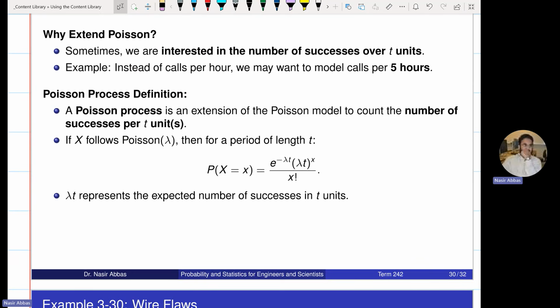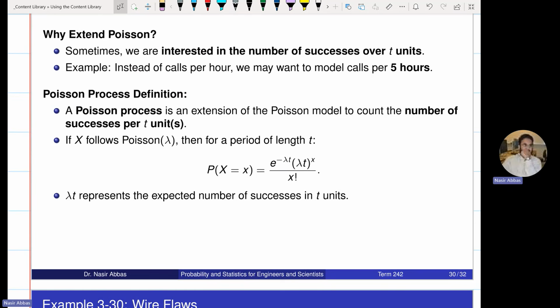If you are interested in 1 unit, it was simply e to the power minus lambda, lambda to the power x over x factorial. If you are interested in t units, the mass function will become e to the power minus lambda t. For example, if I'm interested in number of calls per 2 hours, but the average is given per hour. What was the average given to me? 3. So what will be the average per 2 hours? 6. So e to the power minus 6, 6 to the power x over x factorial.